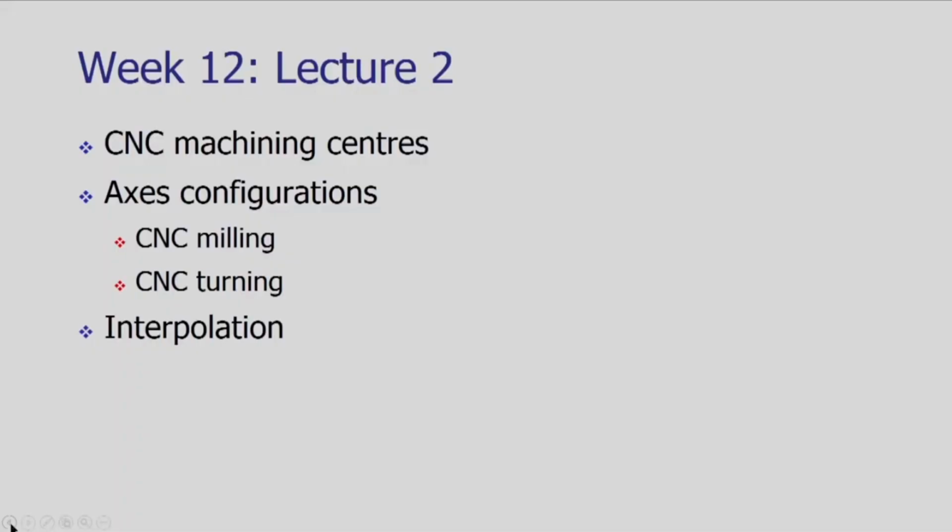In the next lecture, that is lecture 2 of week 12, we will be studying CNC machining centers. What are the constructional details of the CNC machining centers? What are the various axis configurations of CNC milling and CNC turning centers? There is an important concept or technology, that is interpolation, which is an integral part of a CNC control unit. We will see the meaning of interpolation and how to carry out simple interpolation by using certain algorithms.